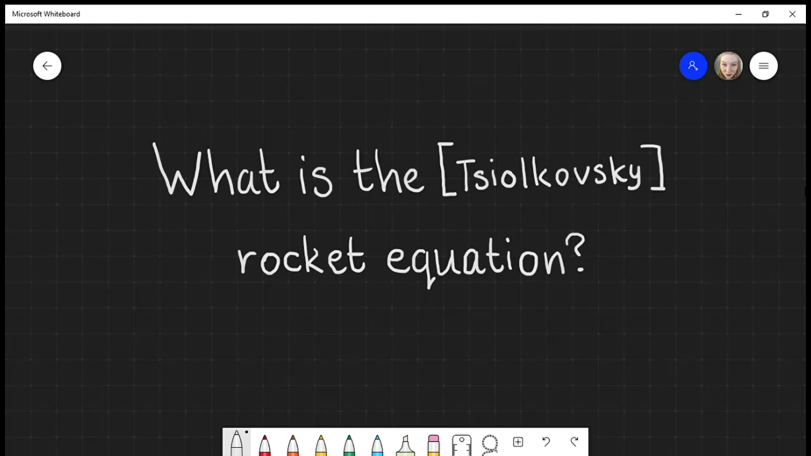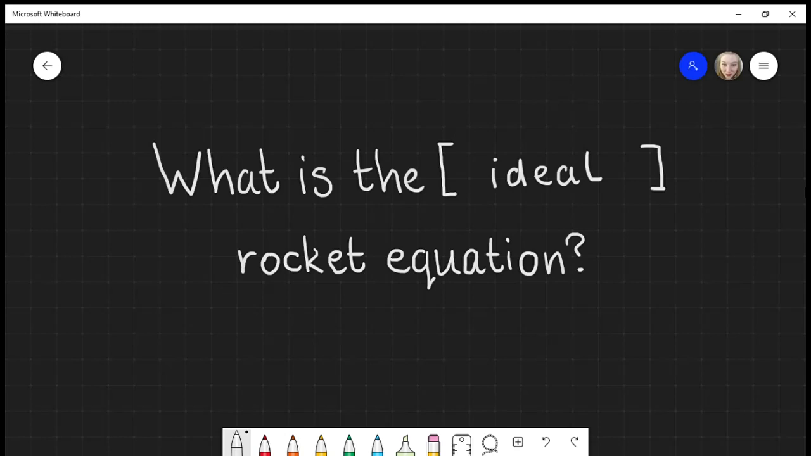So it can be called, don't quote me on this because I don't speak Russian, so I'm sorry if I butcher the pronunciation, but it goes by Tsiolkovsky rocket equation, the classical rocket equation, and the ideal rocket equation. To be honest, most people just call it the rocket equation, and it's usually okay, and people know what you're talking about.